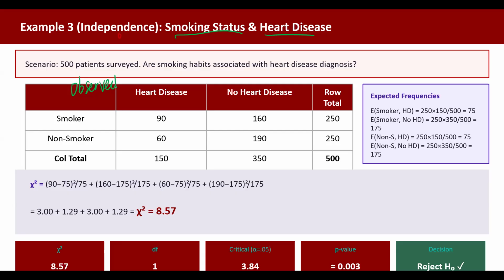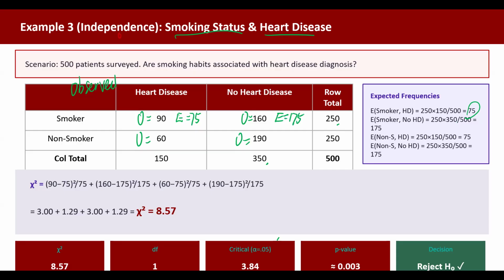And then the expected frequencies. So for the first, smokers with heart disease, it is 250 times 150 divided by 500. When simplified, we get 75, right? So the expected frequency here is 75. And for the second category, smokers with no heart disease, we do 250 times 350 divided by 500. When we reduce it, it's 175. So the expected frequency here is 175.